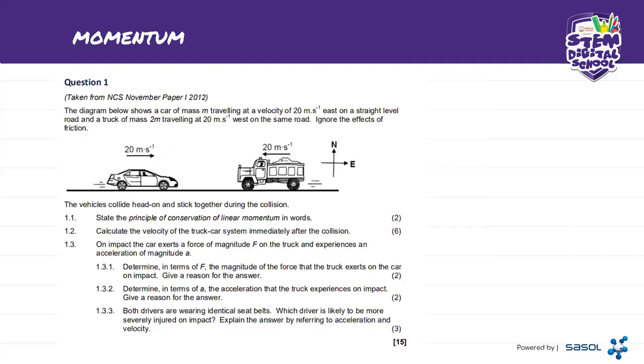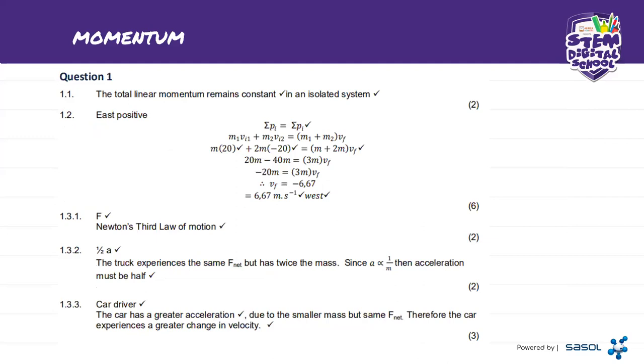So 1.3.2, it says determine in terms of A the acceleration that the truck experiences on impact. Okay, so first we wanted to know the force that the truck exerts on the car on impact, and now in terms of A, the acceleration that the truck experiences on impact, and give a reason for that. That's going to be half of A. Okay, and why is that? Because the truck experiences the same net force but has twice the mass. Remember, we said M against 2M.